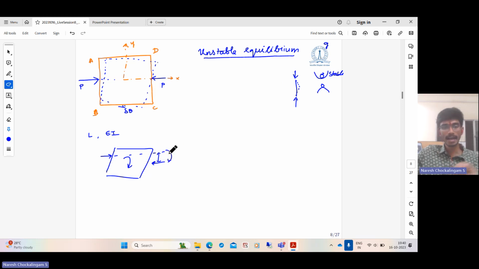So the angular acceleration due to the couple tends to rotate the structure in the direction of the perturbation. So it is unstable. That is fine. Now, what else do we know?